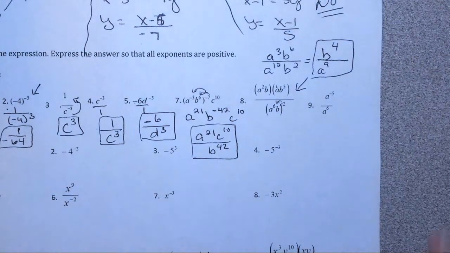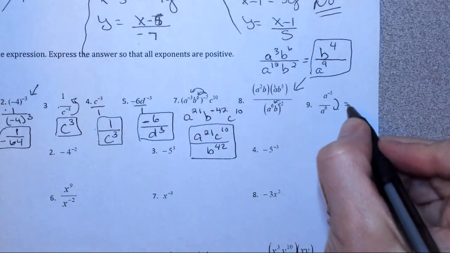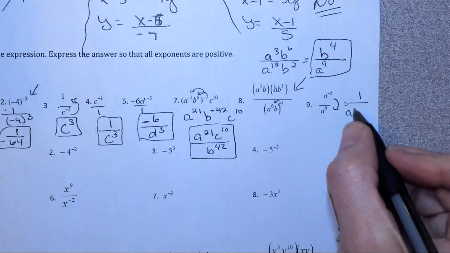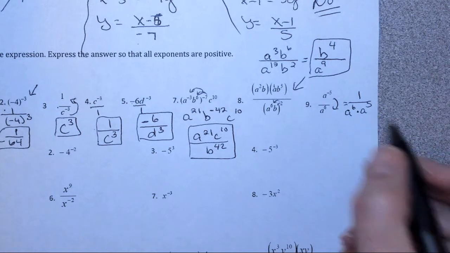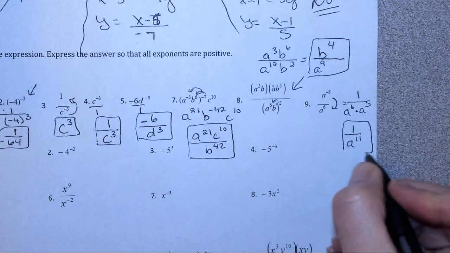Okay, number 9. Again, I have a negative exponent. I only move the negative, so I'm going to put a 1 on top to hold the spot. On the bottom, I have a to the 6th and a to the 5th. Because I'm multiplying, I'm now going to add them, and I get 1 over a to the 11th.